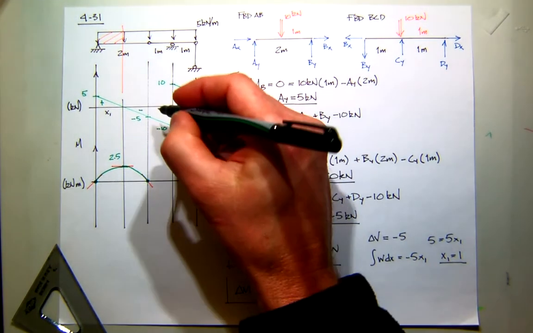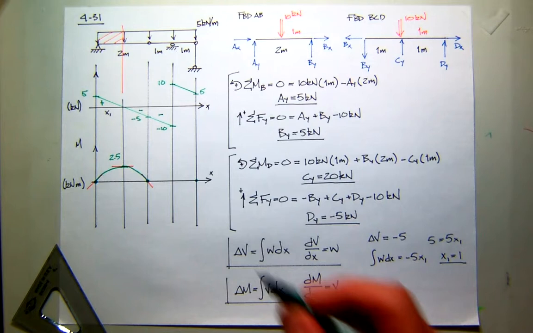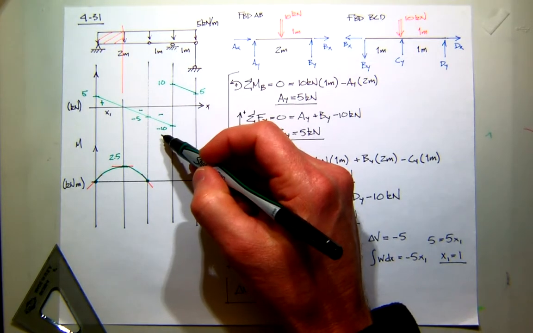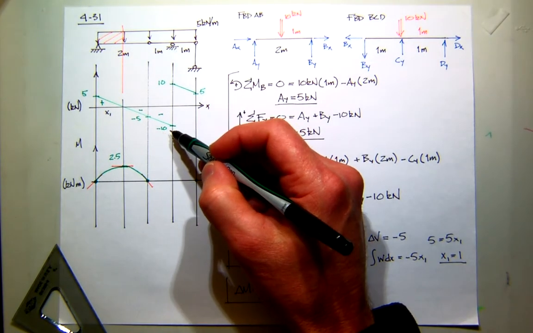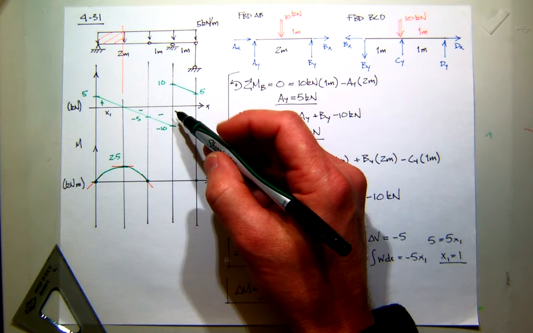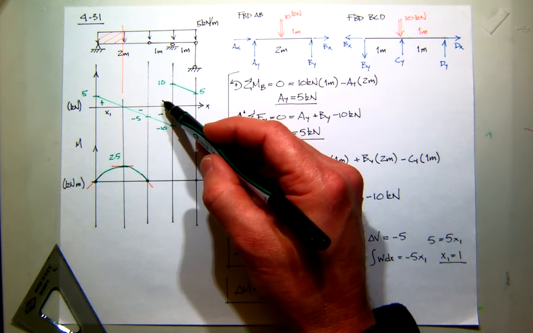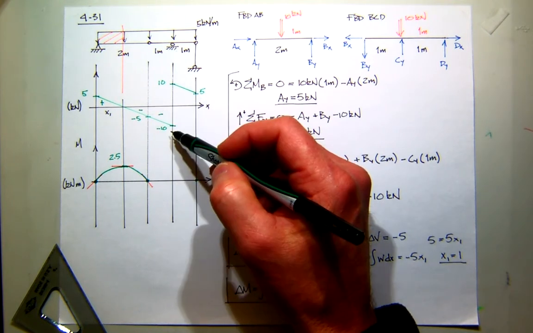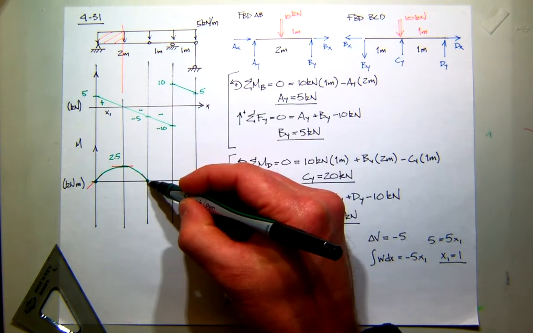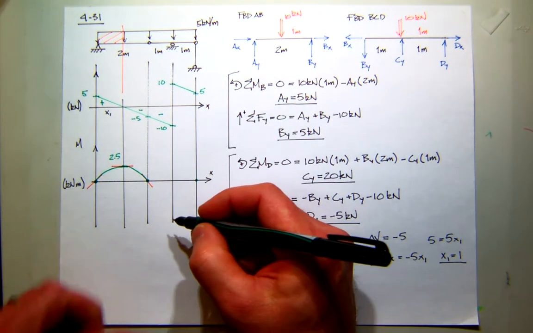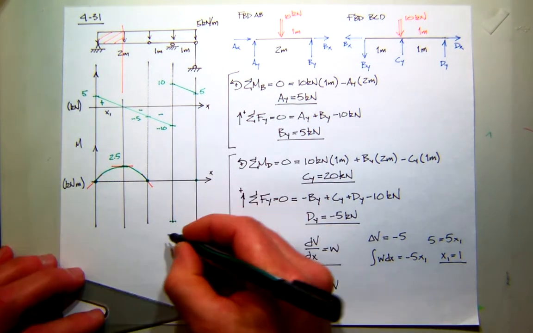Now we go to the next section, which is negative. Now that's a trapezoid. I just happen to know the area of a trapezoid is you average the heights times the base. So the average of the heights would be 7.5 times the base is 1, so that'd be a total of negative 7.5. So 0 minus 7.5 brings me down here.